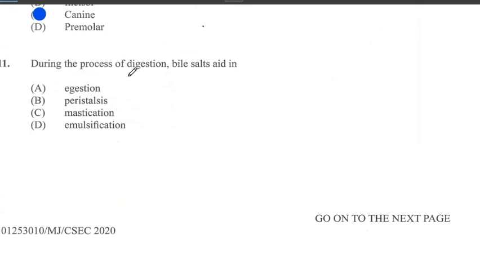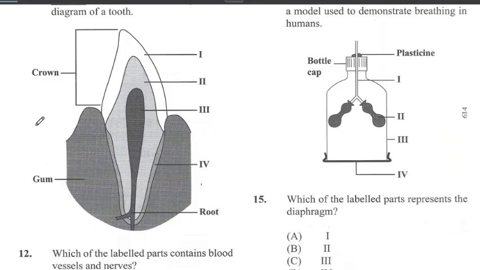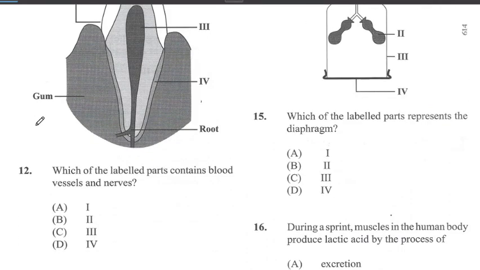During the process of digestion, bile salts aid in emulsification. See for that. Here we know, question 12. Which of the labeled parts contains blood vessels and nerves? That would be I. That would be right here. That's where the nerves and stuff like that are located. That would be C.